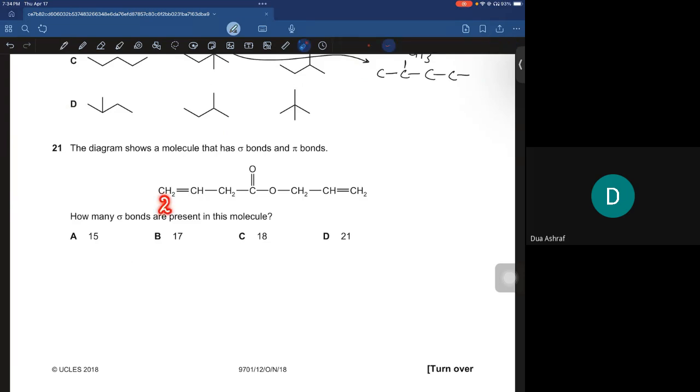2, then 3, then 4, then 5, then 6, 7, 8, 9, 10, 11, 12, 13, 14, 15, 16, 17, or 18. C is the correct answer. You are supposed to draw the displayed formula, then you would be able to know. The double bond is a pi bond. This is the pi bond, this is the pi bond, and this is the pi bond.